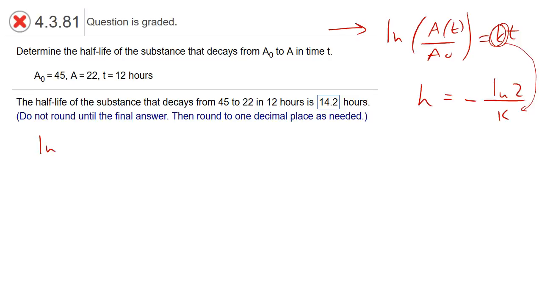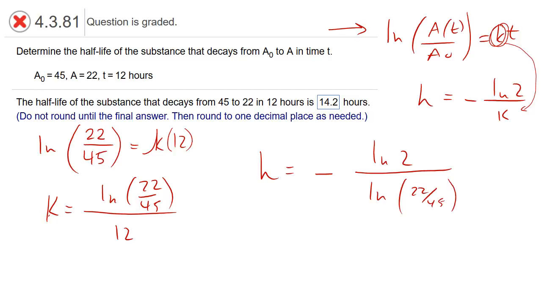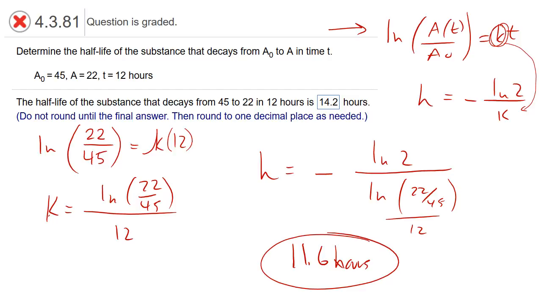So first equation first, ln of A of t. So the amount left after 12 hours is 22, we started with 45, and we're going to go k times 12 because we do it in terms of hours. This one you can do on a calculator if you like here, but eventually you get a k value of ln of 22 over 45, over 12. We're going to use that to plug into h. So h is the negative of ln of 2 over ln of 22 over 45, which is over 12. And you've got to plug that into a calculator, and you should get a value of 11.6 hours. There's your answer, which is a little different than the 14.2.